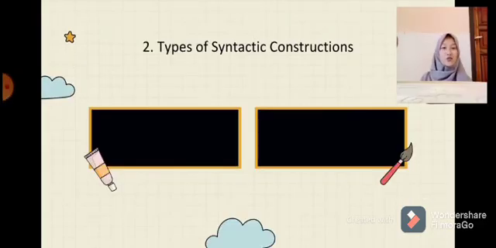Types of syntactic constructions are divided into two types, depending on their distribution and the relation between their constituents. So, what is the meaning of constituents? Constituents are all the words and phrases that make up a sentence. There are two types of syntactic constructions. The first is endocentric, and the second is exocentric construction.